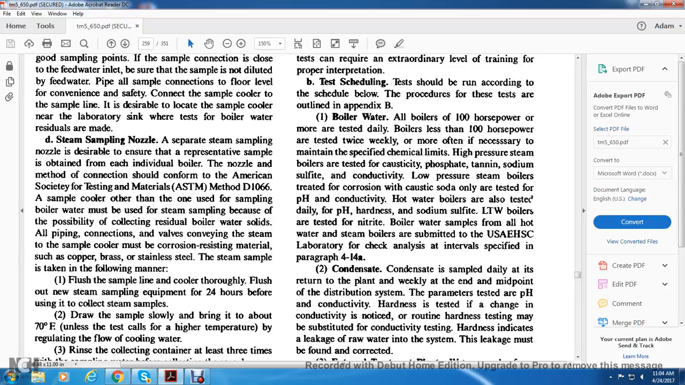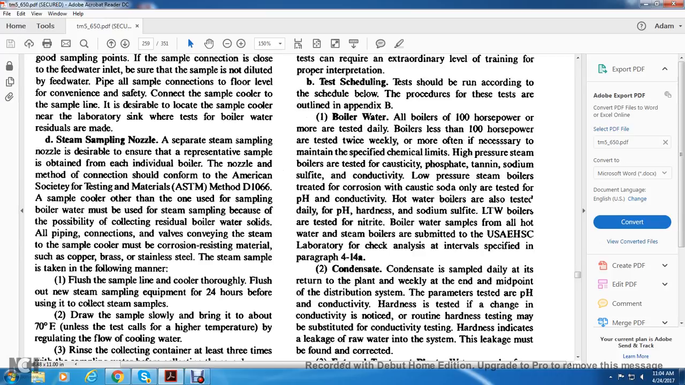The high pressure steam boilers are tested for calcium phosphate, tannin, sodium sulfite, and conductivity. Low pressure steam boilers treated with caustic soda only are tested for pH and conductivity. Hot water boilers are tested prior to use and daily for pH, hardness, and sodium sulfite. Low water temperature boilers are tested for nitrate.